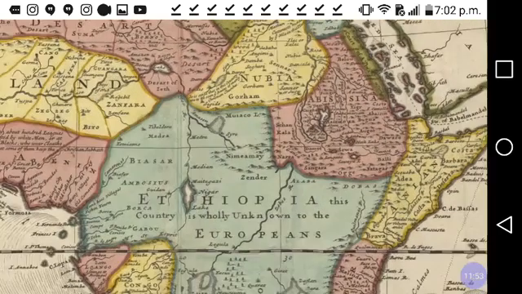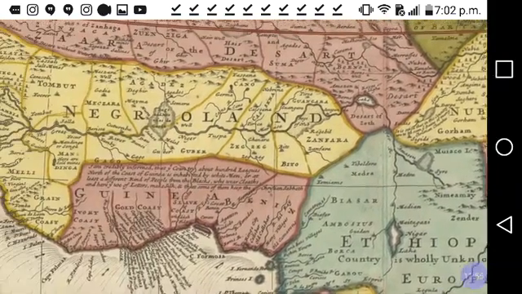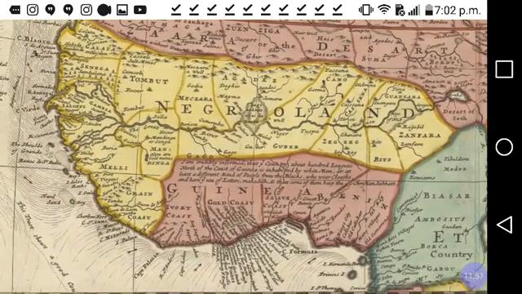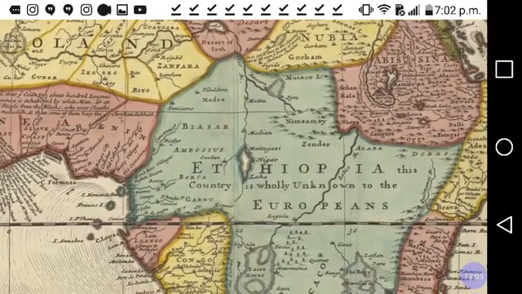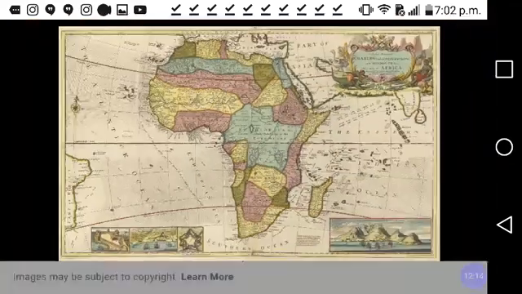Now, as we zoom in over here and we go to the west, we find Negroland. I just want to note that right there. Here we have Negroland. Now, note over here they say Ethiopia. This country is wholly unknown to the Europeans. Remember, this is 1710, on a 1710 map.